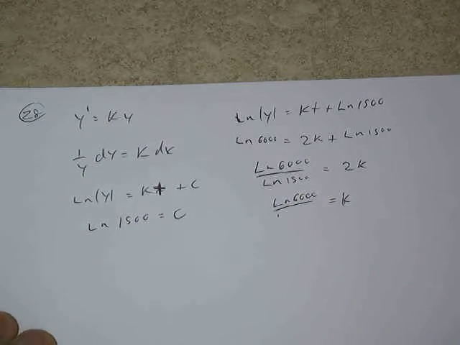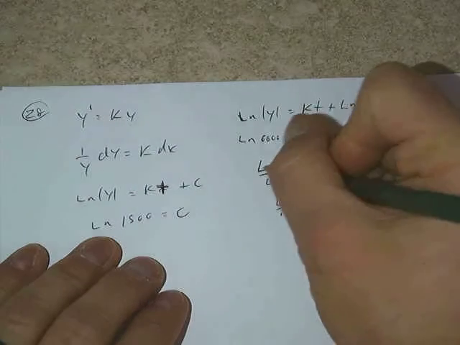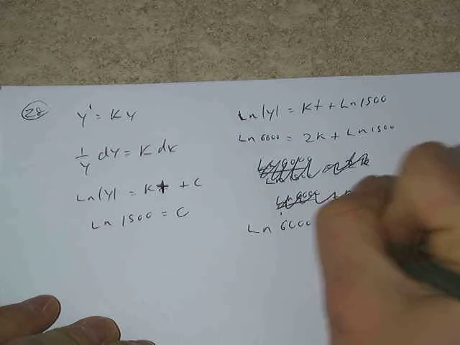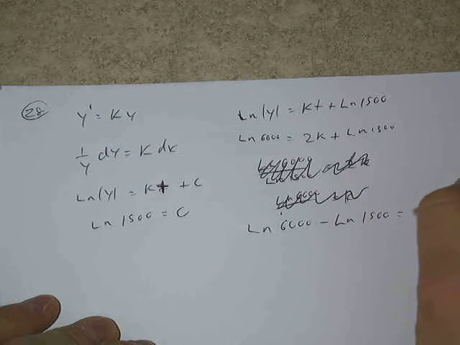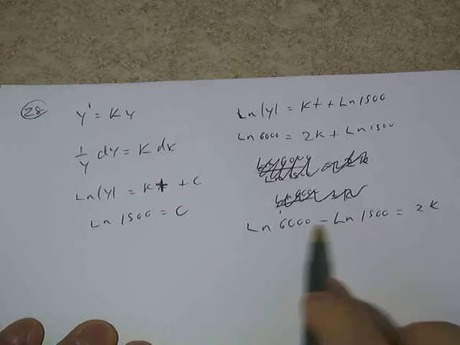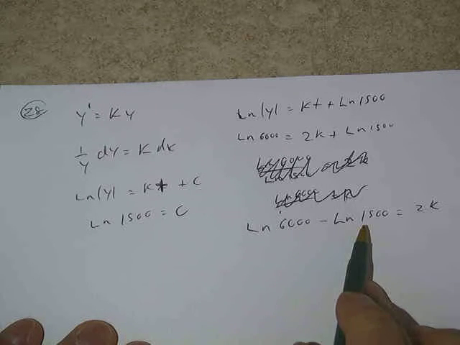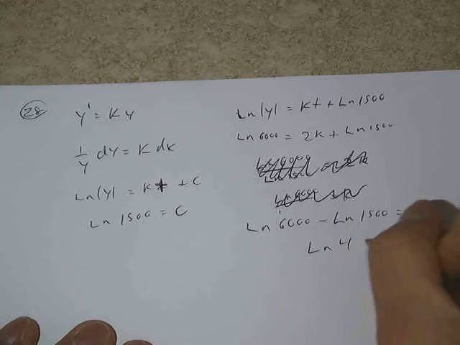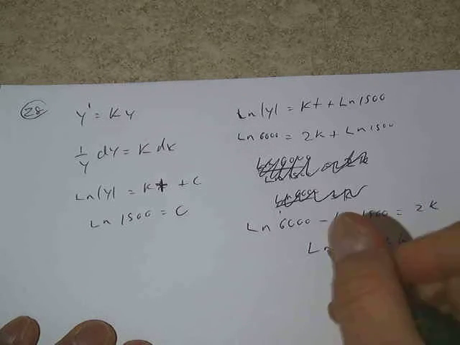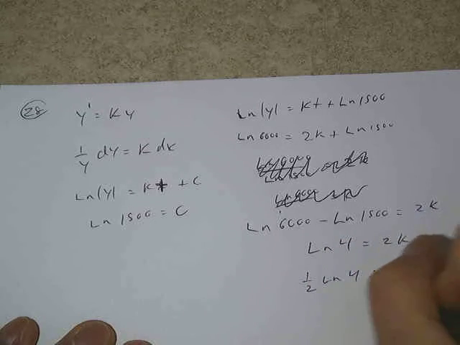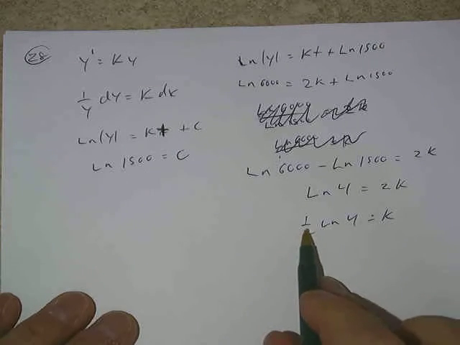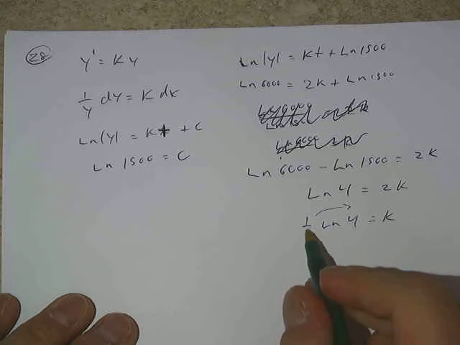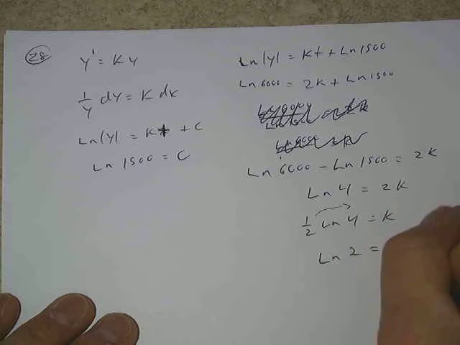Oh, you know what, you've done it. Nice algebra. Let's try that again. So ln 6000 minus ln 1500 equals 2k, which actually works out better because we can just deal with this now. ln 6000 minus ln 1500 would be ln of those two divided by each other, so we'd have ln 4 over here. And if we divided by 2, we'd have a half ln 4 equals k. And with that, we would have 4 to the 1/2. We put the power up top, and ultimately we'd get ln 2 equals k.